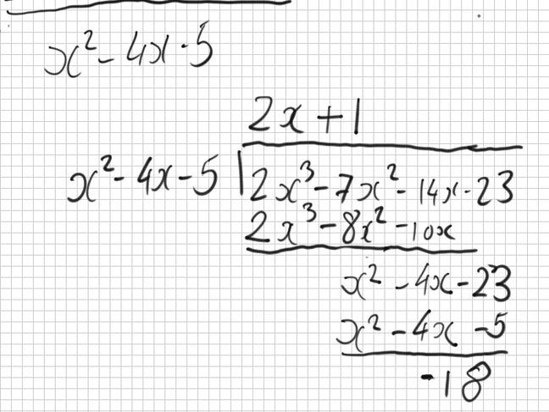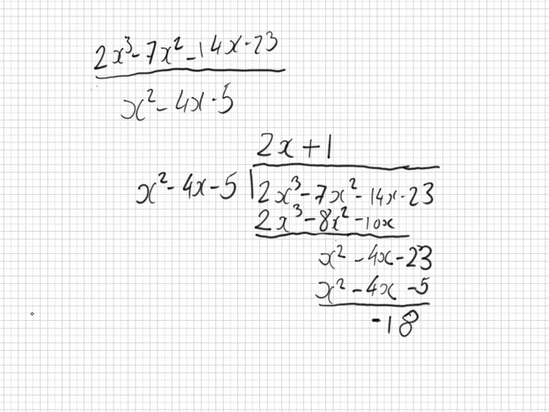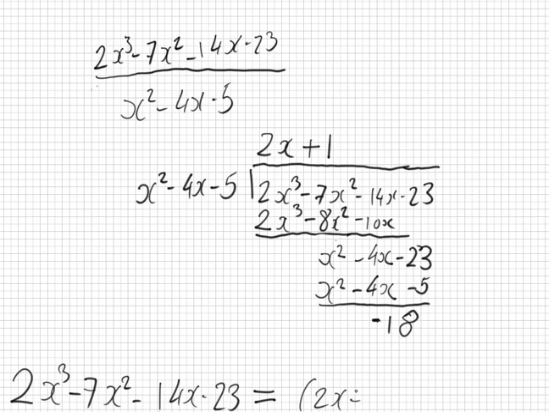Now, this has a remainder, but that's okay, because as I showed you a moment ago, we know how to deal with it if it has a remainder. What I'm trying to get to now is this new result I have. 2x cubed minus 7x squared minus 14x minus 23 equals 2x plus 1 times x squared minus 4x minus 5, minus 18.